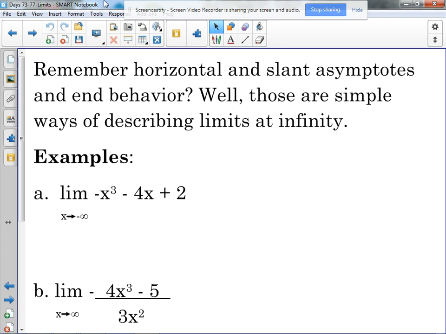Slant asymptotes are doing the same thing. And if we're not talking about rational functions, if we're just talking about a polynomial like example A, when we described its end behavior, the left side was going this way, the right side was going that way. Those are just ways of describing limits at infinity without using the calculus term limits.